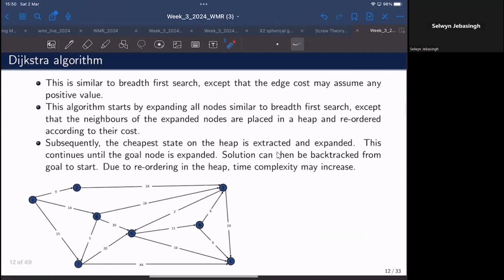And the second would be similar to a breadth first algorithm, but in this case, the path cost is not constant. For example, if I'm again recalling f of n as g of n plus epsilon h of n. So in case of Dijkstra algorithm, this heuristic cost is again 0, but this g of n, the path cost, is not a constant.